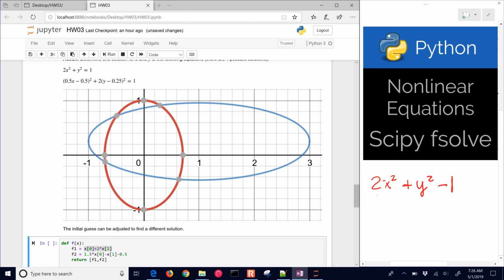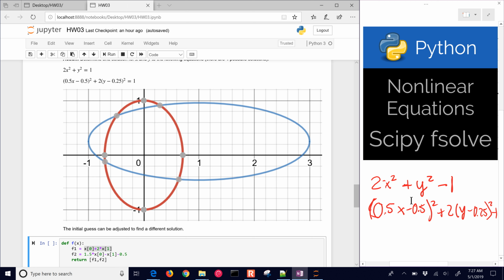And then the second one, we're just going to take this next equation, 0.5 times (x minus 0.5), and then I will square that, plus 2 times (y minus 0.25) squared, minus 1. Okay, those are going to be our two residuals, so it's going to be satisfied when both of those are equal to 0.